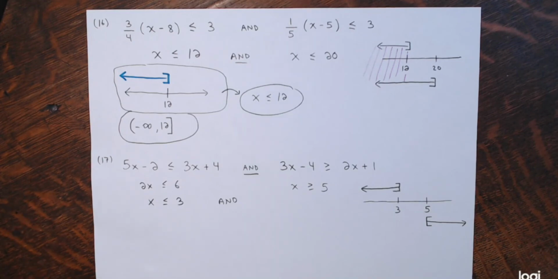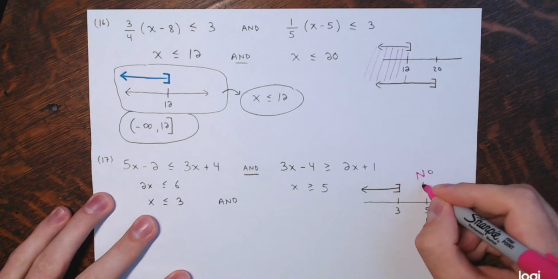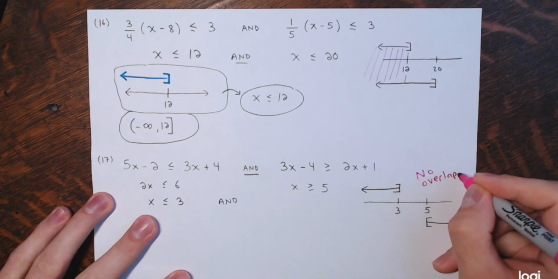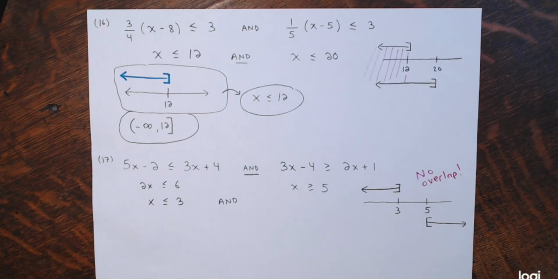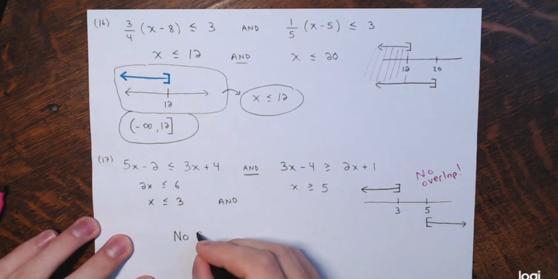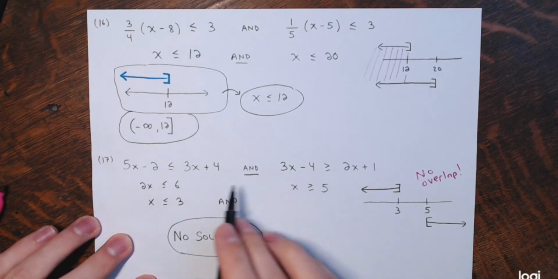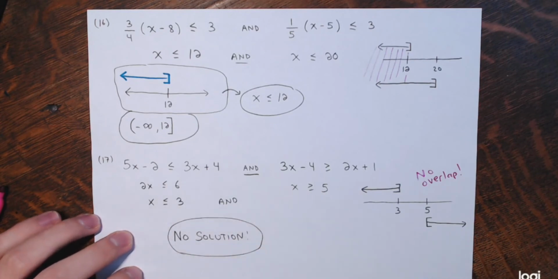Well, there is none, right? There's no overlap. There are no numbers that are on both graphs. There are no numbers that satisfy both of these inequalities at the same time. So that means this compound inequality has no solution. Right? There is no number that you could replace x with and make both of these true at the same time.